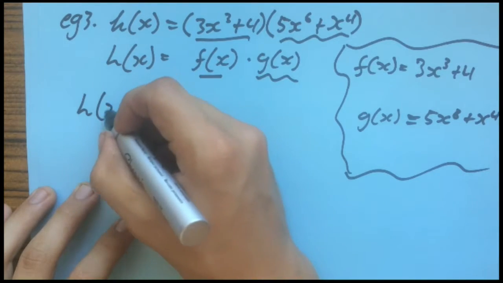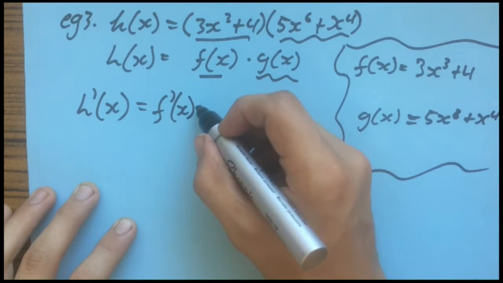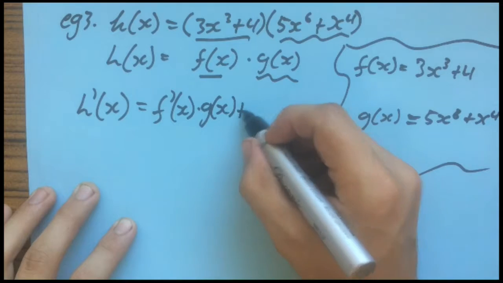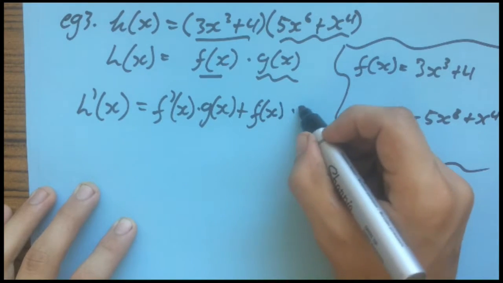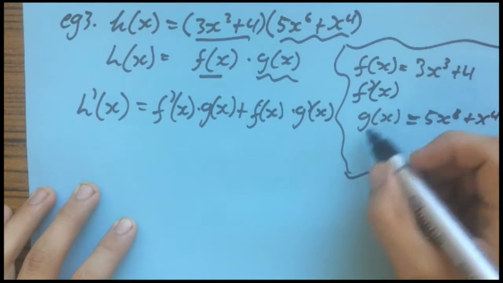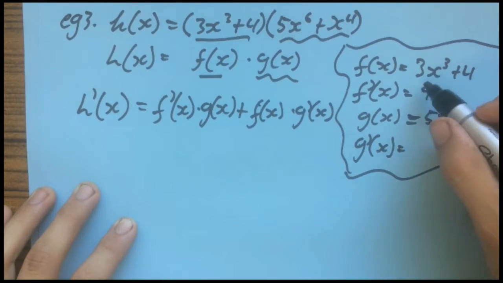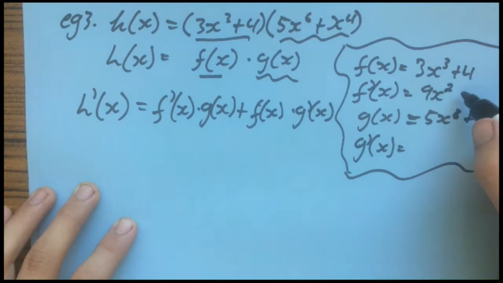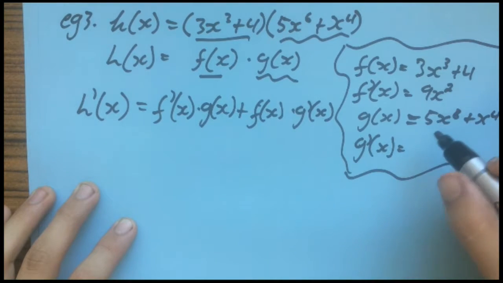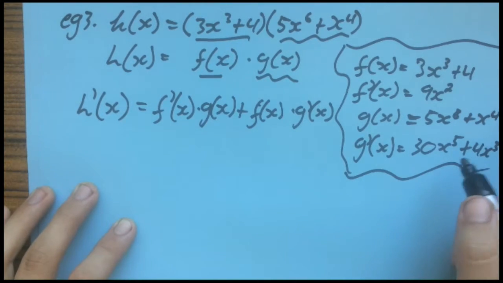So the derivative is f dash of x multiplied by g of x plus f of x multiplied by g dash of x. So we need to find the derivative of both of these, which would be 9x, or derivative of f would be 9x to the power of 2, and the derivative of g would be 30x to the power of 5 plus 4x to the power of 3, because you bring the 6 down and you bring the 4 down, and that's what you would end up with.